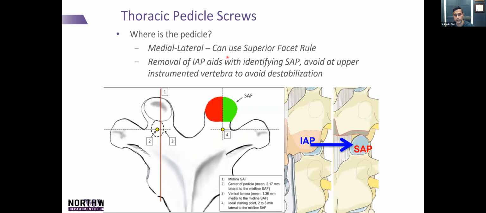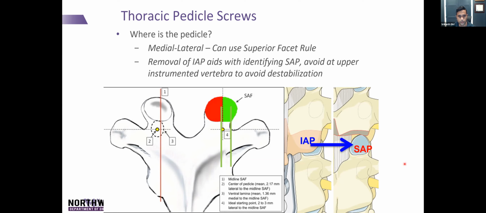How do you know where the pedicle is? You need to first find medial-lateral by using the superior facet. In order to see the superior facet of that level, you need to take off the inferior facet of the one above. So you can either use an osteotome to take this off, or a burr, and you need to burr off at least 3 to 5 millimeters here just to see this SAP. You kind of use a Penfield to just feel the sides.